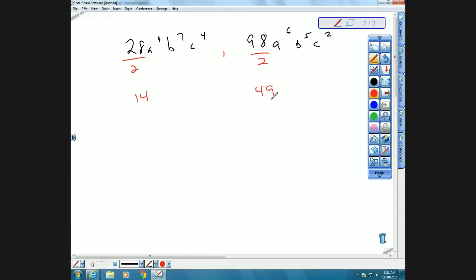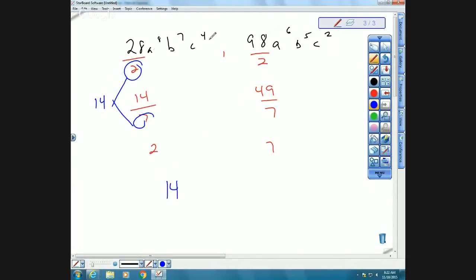Well, what can I divide 14 and 49 both by? 7. Can I divide 2 and 7 by something? No. So my GCF here is 2 times 7, which is 14. Okay. So my GCF of the numbers is 14.